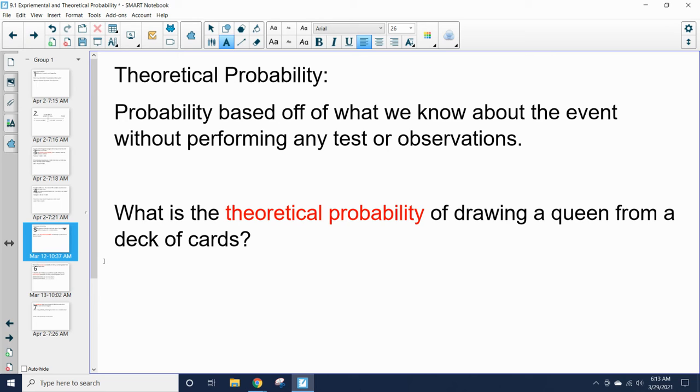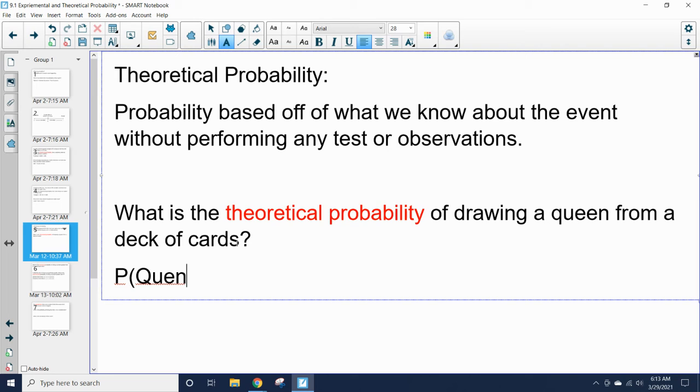All right, so for example, what is the theoretical probability of drawing a queen from a deck of cards? So it's just a normal deck of cards. We're not actually pulling a bunch of queens out of a deck and seeing how many times we get a queen. We are just doing it based off what we know about the event. So our probability of getting a queen is equal to our desired outcome divided by total outcome. So what is the desired outcome? The desired outcome is getting a queen. So how many queens are there in a deck of cards? There's queen of hearts, queen of spades, queen of clubs, queen of diamonds. So there's 4 queens, one of each suit, in a deck of cards.